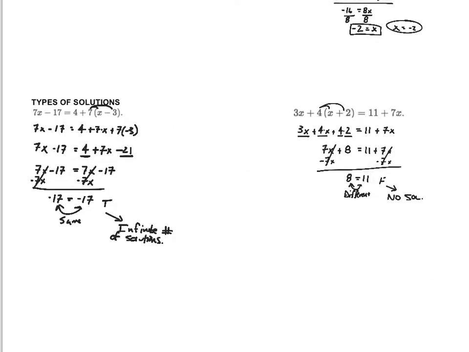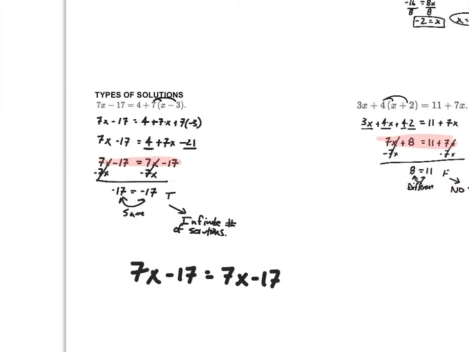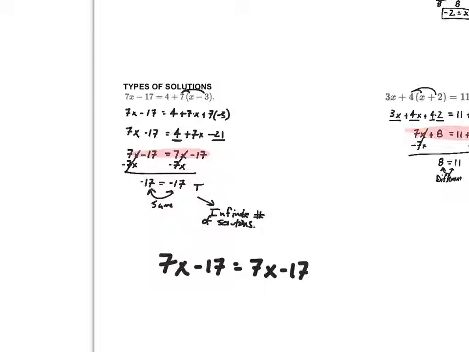Okay, so now let's think about this for a second. I want to look at this step here and this step here. Let me rewrite this down: 7x minus 17 is equal to 7x minus 17. Not only do I have the same thing on the left side and the right side, let's do this. Let's just let x equal some number. Let's let x equal 2. We could let x equal anything we want to at this point.